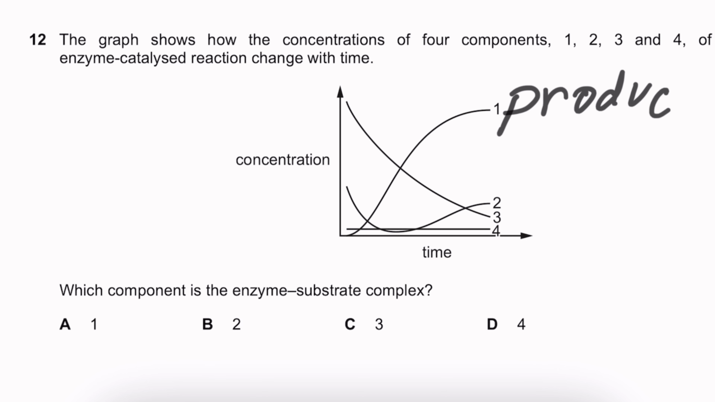I think it's pretty easy to analyze this because product will be produced over time. However, what will be used up is the substrate, and we can see it's getting used up but never reaches 0, meaning that the substrate is never completely used up. So it's still in excess. Number 3 is substrate.